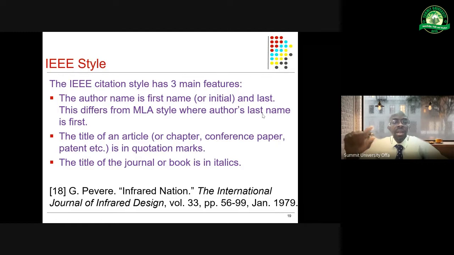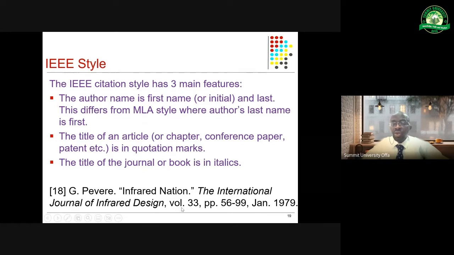So then the second part is the title of an article, and that one is always in quotation marks, and the last one is the title of the journal or book, and you must have that one in italics. So let's look at it. This is a typical example. G, that's the initial, dot, the surname, and then you can see the title of the article in quotation marks, Infrared Nation. That's the title, and then you can see the title of the journal italicized, so in italics.